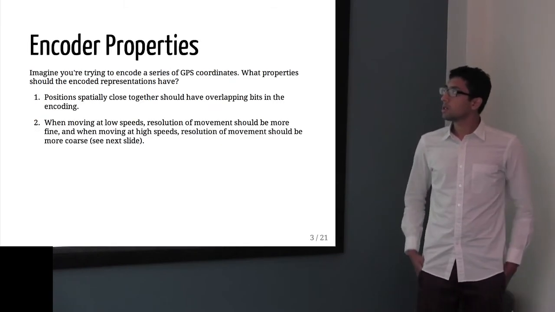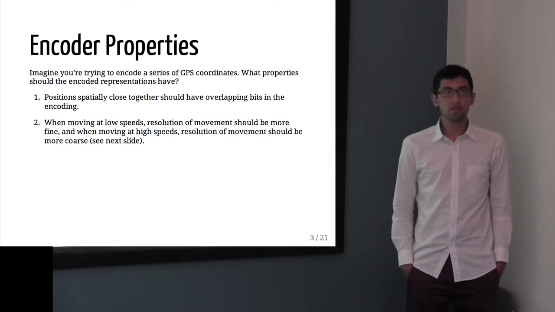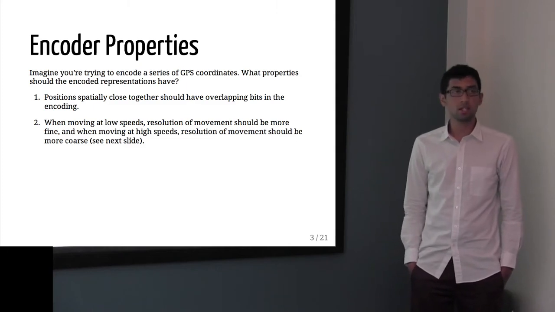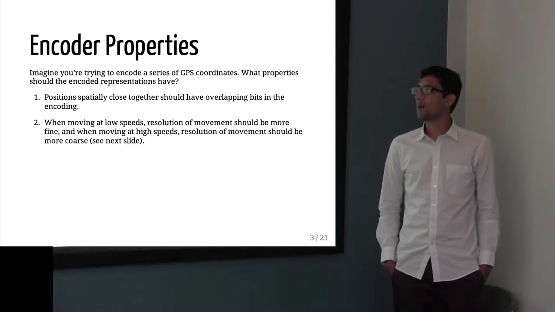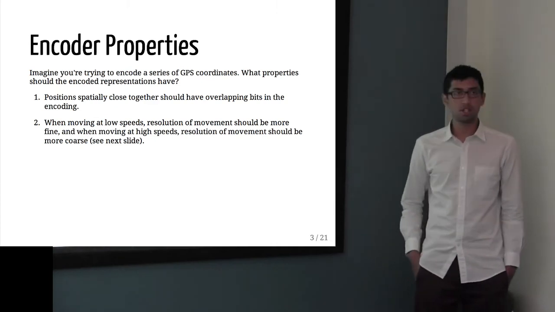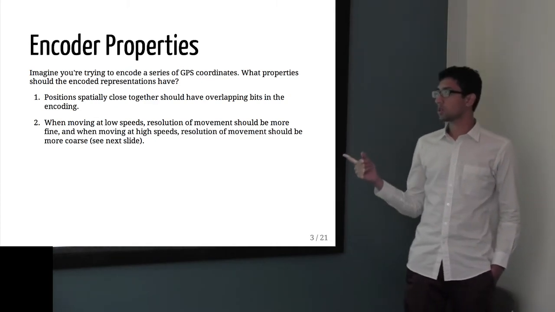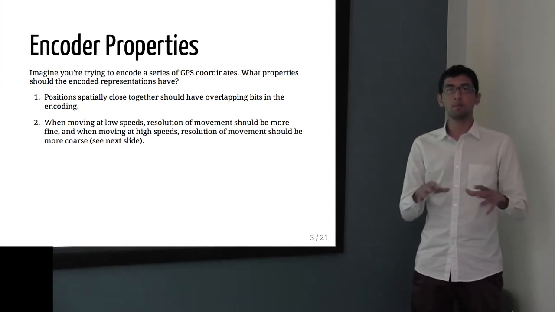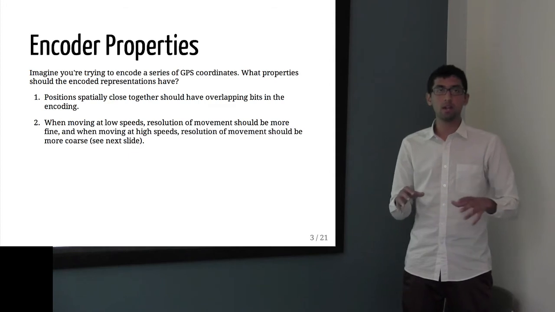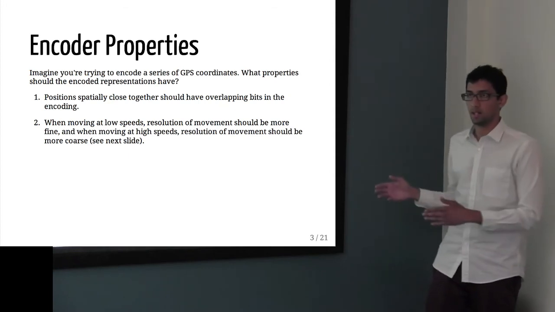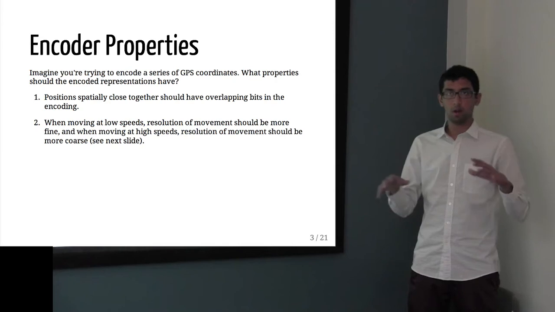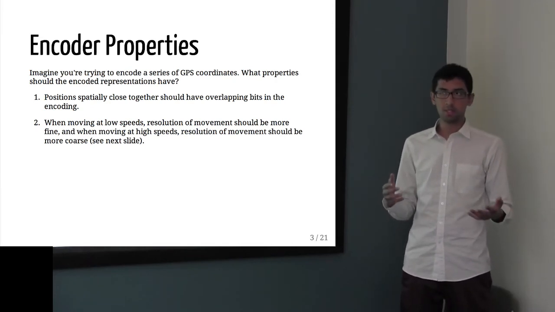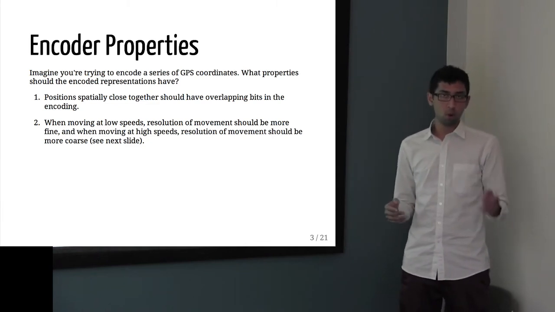Okay. So what are the properties for a geospatial encoder? Imagine that you're trying to create a geospatial encoder and you have a series of GPS coordinates. What properties should the encoder representations have for a set of GPS coordinates? The first one is that, remember that semantic similarity in the GPS case is spatial similarity, as in points that are close together. They're semantically similar, so they should translate into output bits that overlap. So positionally, spatially close together should have overlapping bits in the encoded representations. That's the first important one.